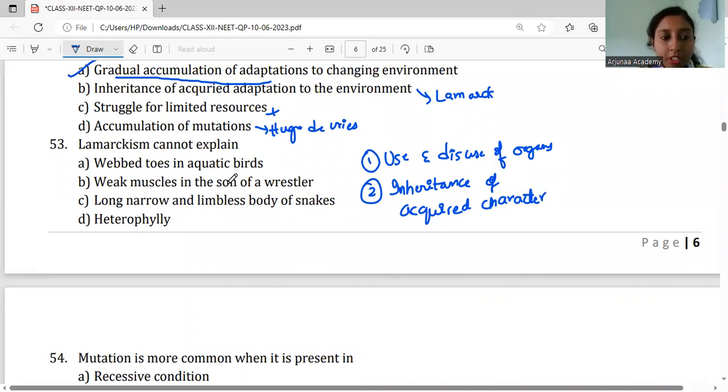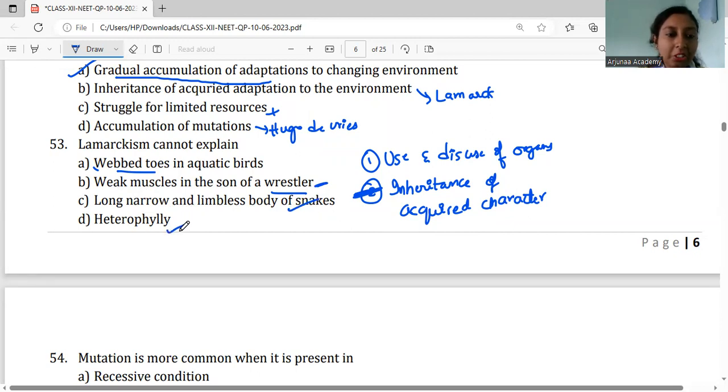Here, webbed toes in aquatic bat: this is not an acquired character. Acquired character means a new character obtained in one's lifetime. Weak muscles in a son of a wrestler: a wrestler's muscles will be strong because he wrestles, right? But his son need not have strong muscles like him; he will have weak muscles. According to inheritance of acquired character, even his son should get the strong muscles, but he is not getting them. So this is against the second postulate, inheritance of acquired character. Then long, narrow and limbless body of snakes: this actually supports the use and disuse theory.